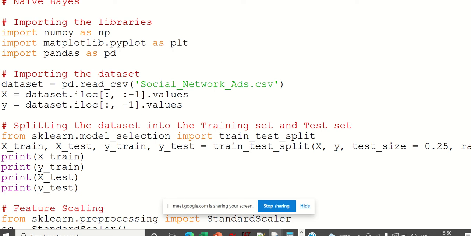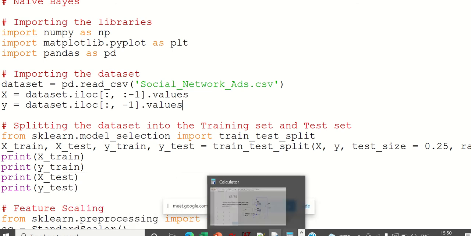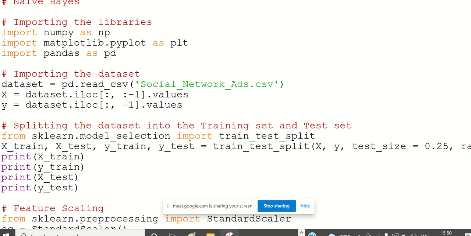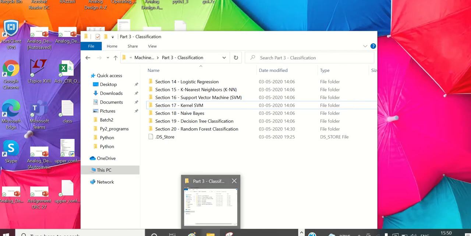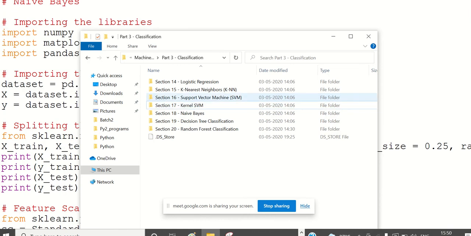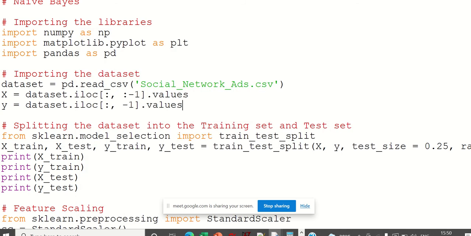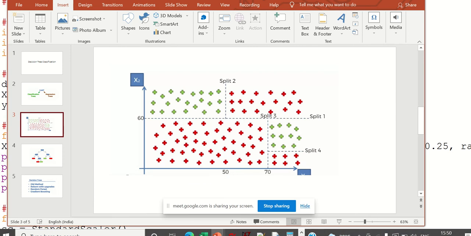Okay, so now let's go to the next topic. Next topic is decision tree. We have finished kernel SVM, k nearest neighbor, logistic regression, and now I will do decision tree classification, then random forest classification.